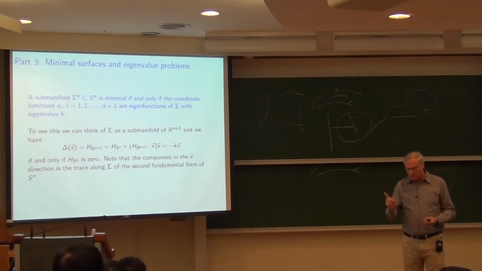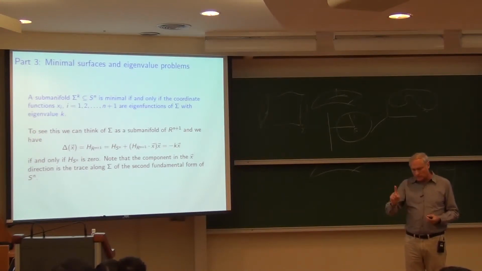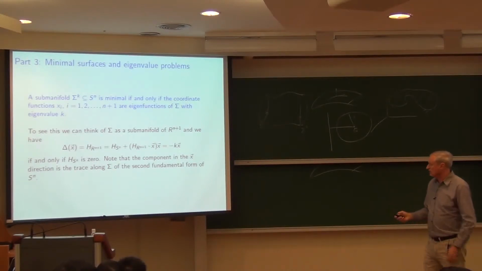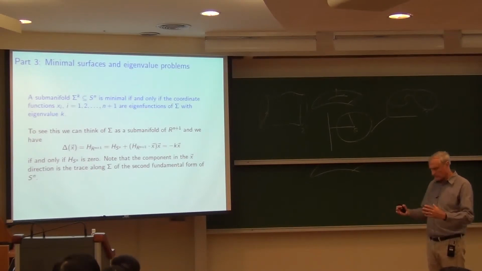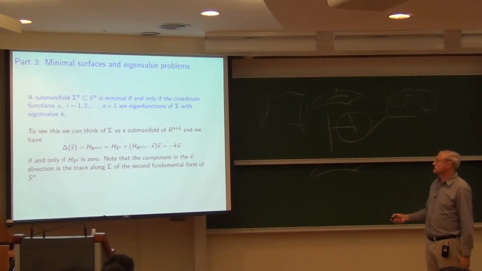Now if we take H, the mean curvature in R^(n+1), we can break it up into the part tangent to the sphere and the part normal to the sphere. Okay, so the part tangent to the sphere is just the mean curvature in S^n of sigma. And then the part normal to the sphere, H dot x, involves the second fundamental form of the sphere itself. And in particular, you can see that it's minus k times x. So that's equal if and only if the mean curvature in S^n is 0.